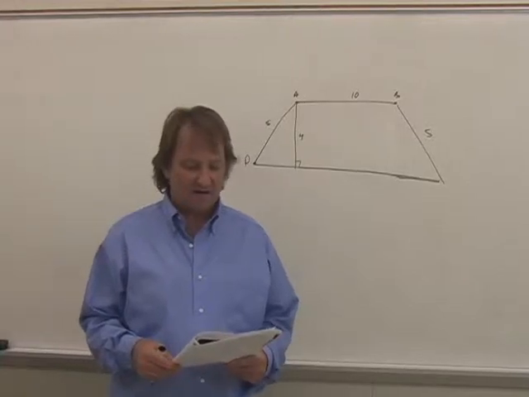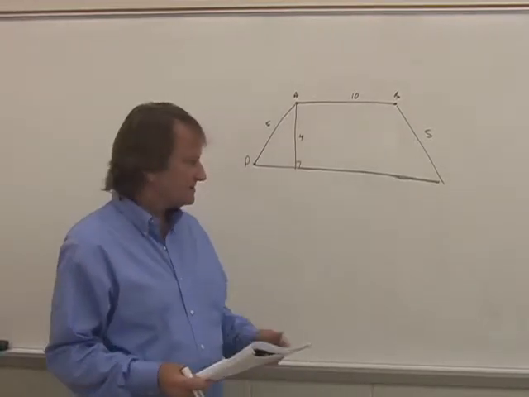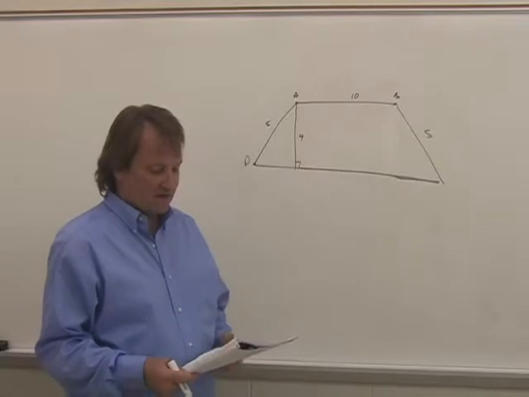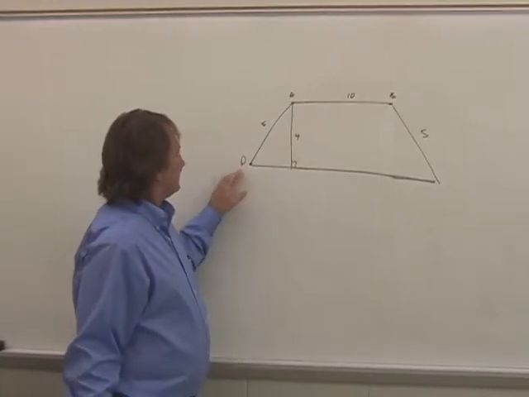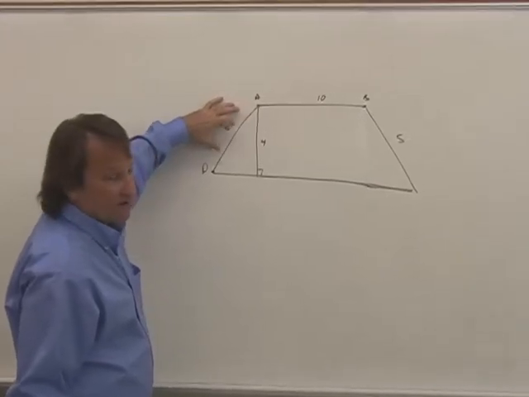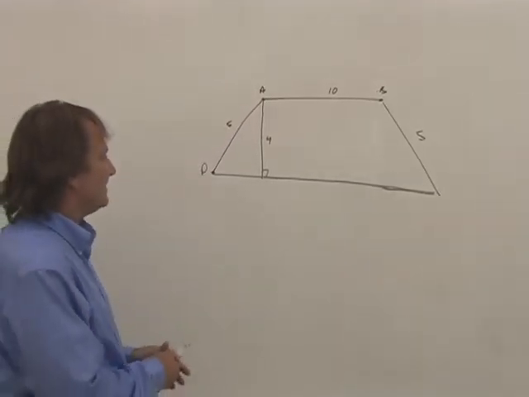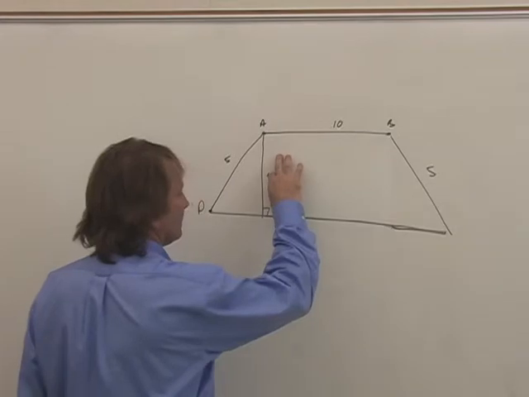Problem number 9 in the geometry placement test is dealing with the trapezoid. They're giving us some information on the trapezoid. They're giving us that the length of this side right here is 5. The height of the trapezoid is 4.